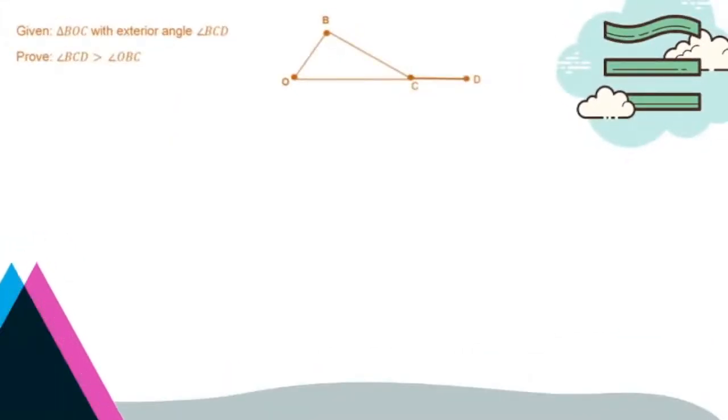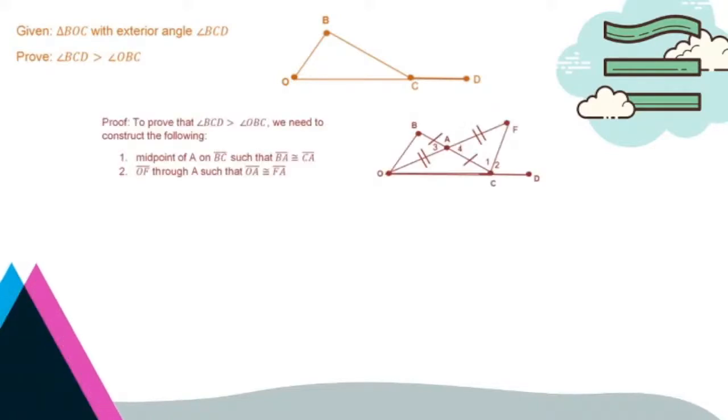Let us consider example number 1. Given triangle BOC with exterior angle BCD. Prove angle BCD is greater than angle OBC. To prove that angle BCD is greater than angle OBC, we need to construct the following. Number 1, midpoint A on segment BC such that segment BA is congruent to segment CA. Number 2, segment OF through A such that segment OA is congruent to segment FA.